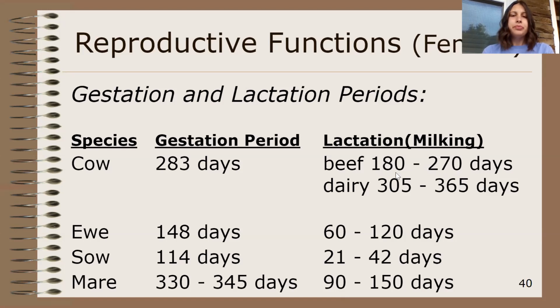Dairy cows are still pregnant for the same amount of time. They're still pregnant for 283 days.